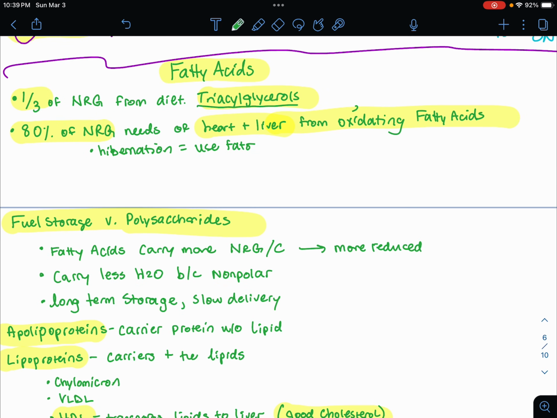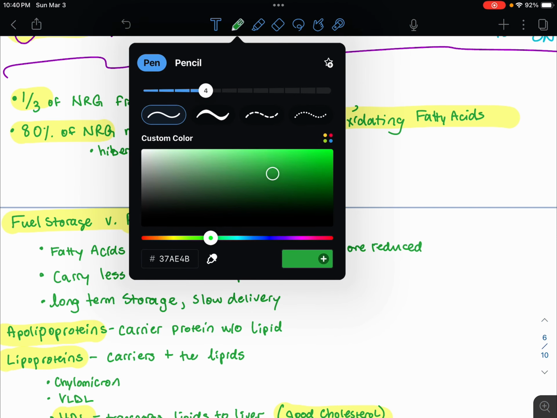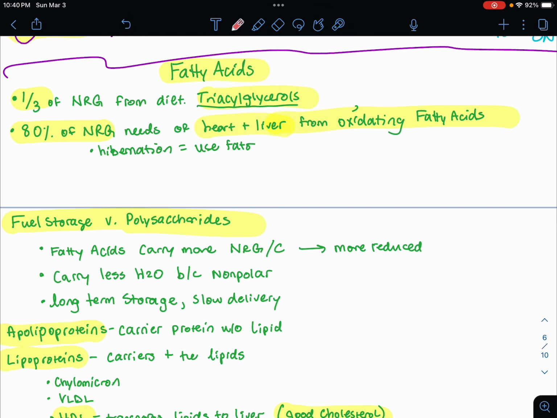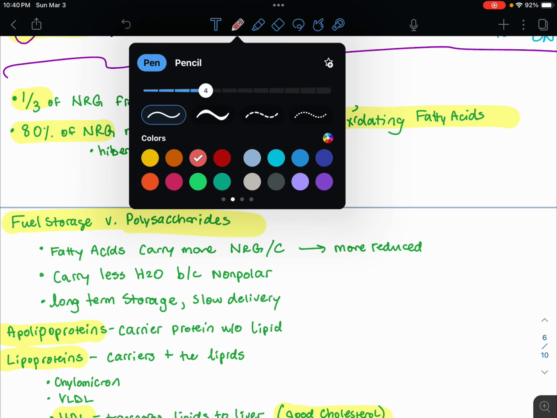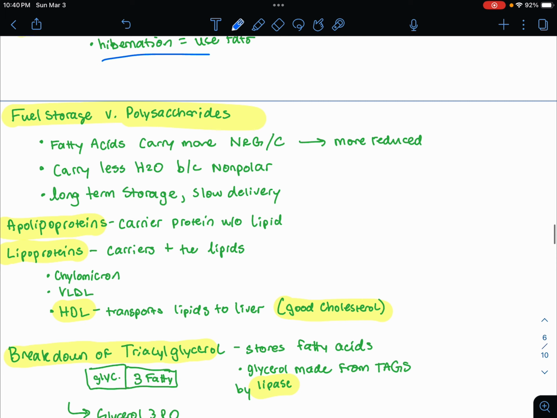Fatty acids are going to be 1/3 of the energy from the dietary triacylglycerols. So 1/3 of your energy will come from the dietary triacylglycerols. 80% of the energy needs of the heart and the liver are going to come from oxidating fatty acids. Animals that are hibernating are also going to use fats. So it's still as important as carbohydrates in using energy.